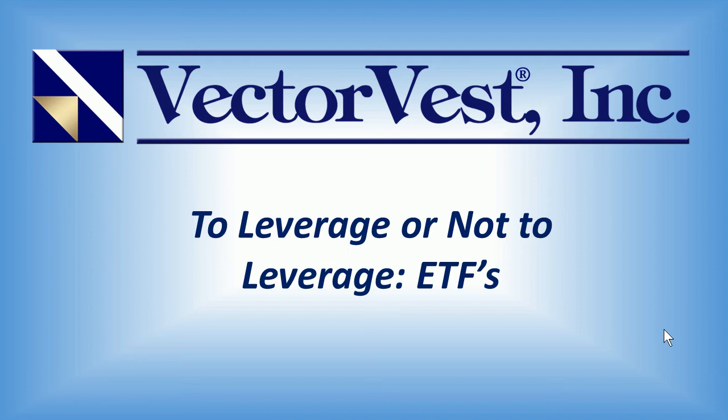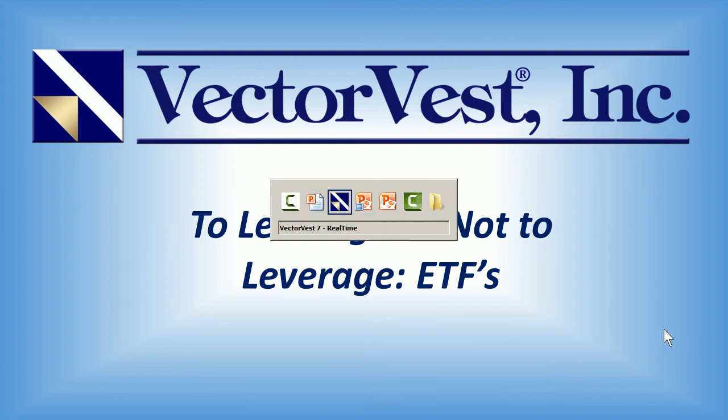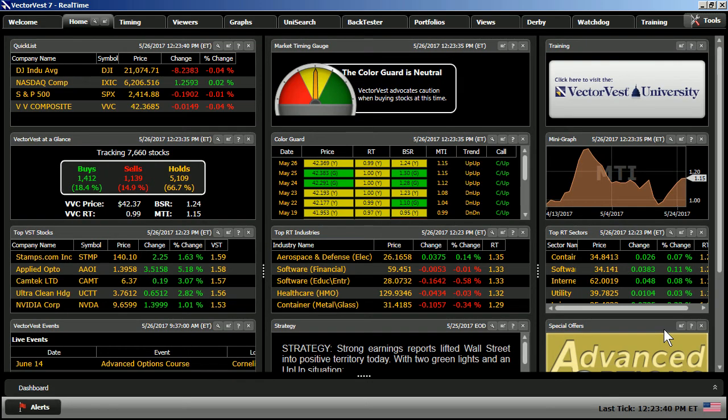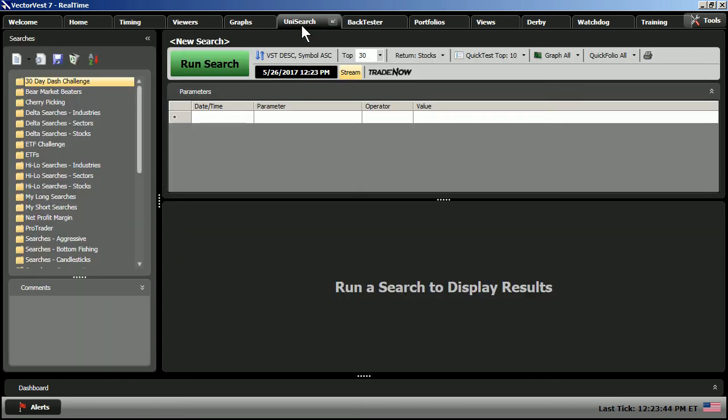This week, we will explore more of the flexibility of VectorVest to help you to pinpoint the types of ETFs that are right for you. Now let's get into the software. From the home page, we're going to go directly to the Unisearch tool by clicking on Unisearch. Now we say that Unisearch is the most powerful search engine ever created by man, and every week we show you a lot of the capabilities within the Unisearch tool, and this week we're not going to stop.